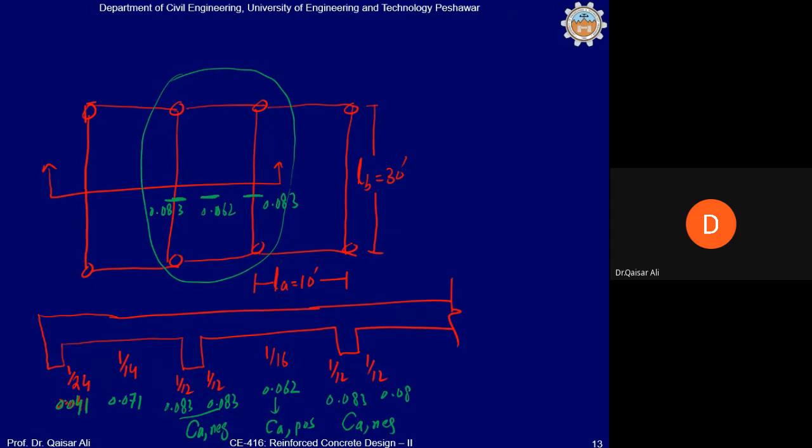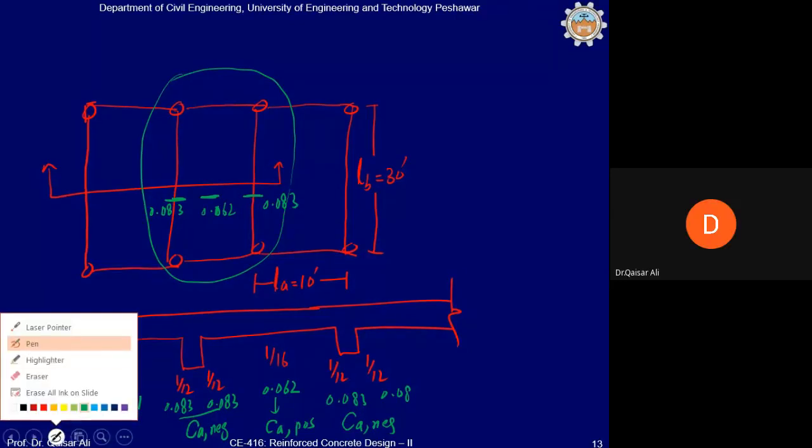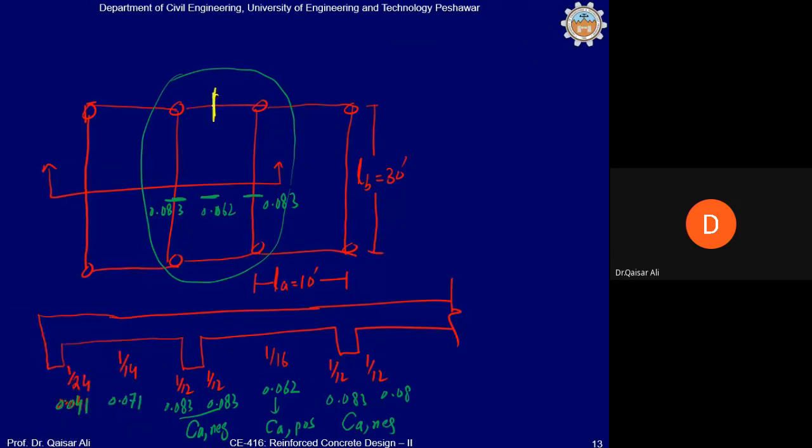So you know the values of CA negative, CA positive, and CA negative along the shorter direction for a one-way slab system. Now what about the coefficient values along the longer direction? I mean to say, what will be the value of CB negative and CB positive?